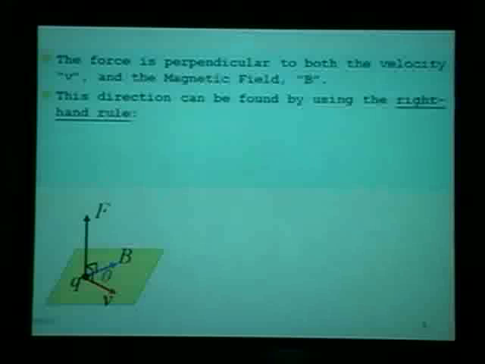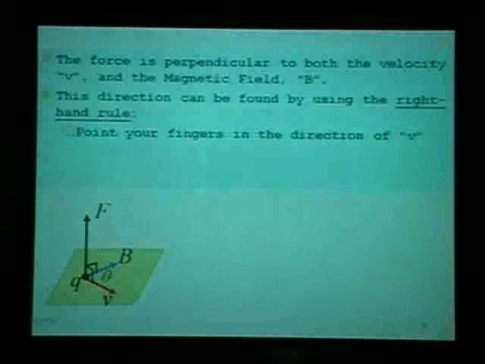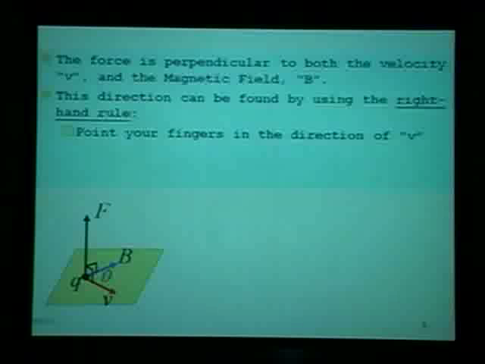So the force is perpendicular to both the velocity and the magnetic field, and this is how you would apply the right-hand rule. It's a cross product, v cross B. You would take your right hand, point in the direction of the first vector, and close it through the smallest angle you can towards the second vector. Your thumb points in the direction of the resulting vector. So the cross product of v cross B would be a force going perpendicular to that plane, upward in this case.